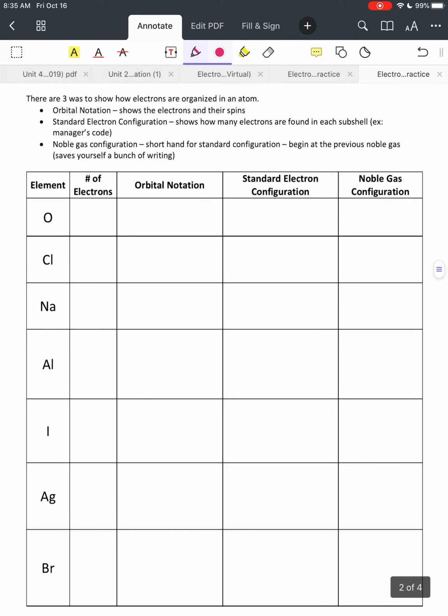Okay, so there's 3 ways to show how electrons are organized in an atom. We have this orbital notation, which is what we just saw with the boxes and the arrows. We have our standard electron configuration, which is like the code we wrote. And then we have what's called a noble gas configuration. This is like a shortcut, and it's super handy. So let's look at oxygen first.